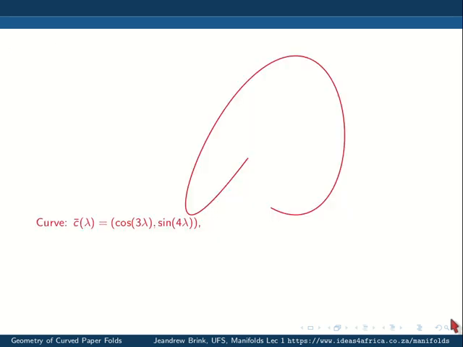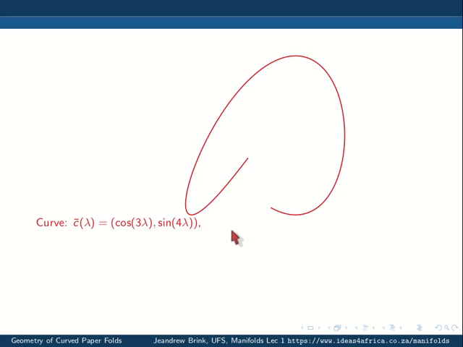So now let's look at our example. You're also going to work out your own version. Let's have a look at this curve. It's parameterized with lambda because that's easy to do: cos of 3 lambda, sine of 4 lambda. I've plotted it here for certain lambdas and it looks something like that.